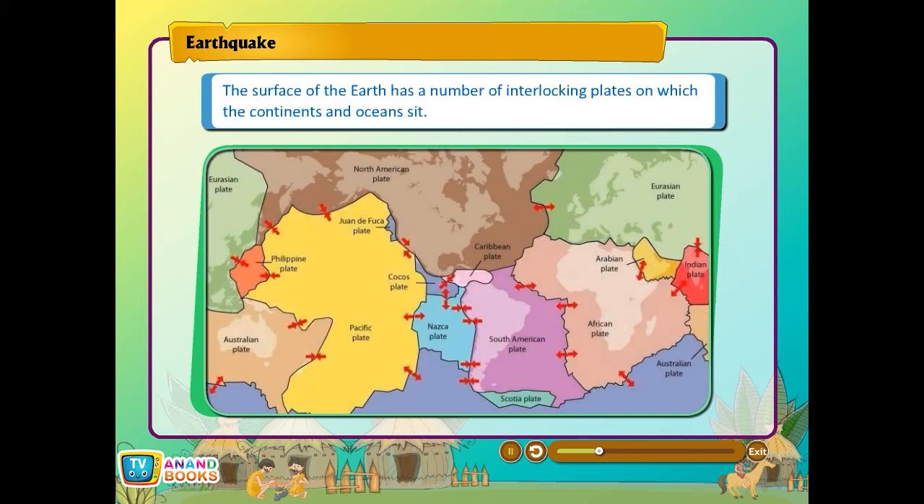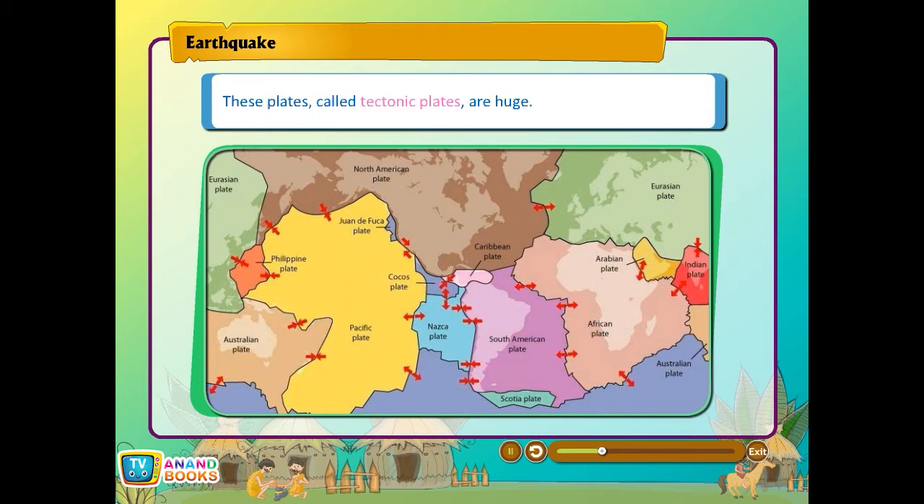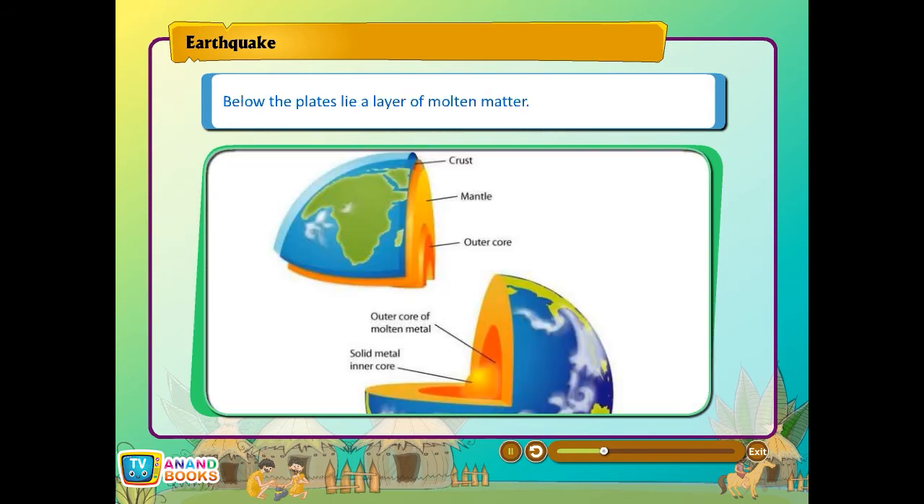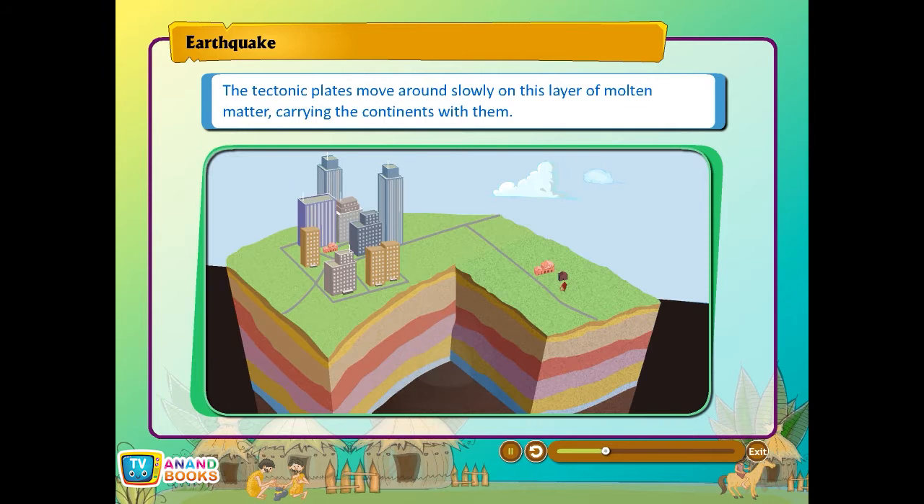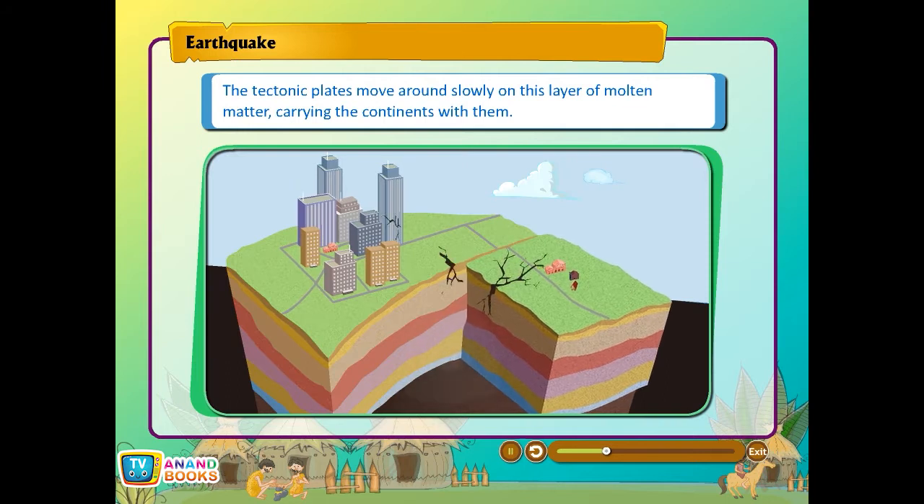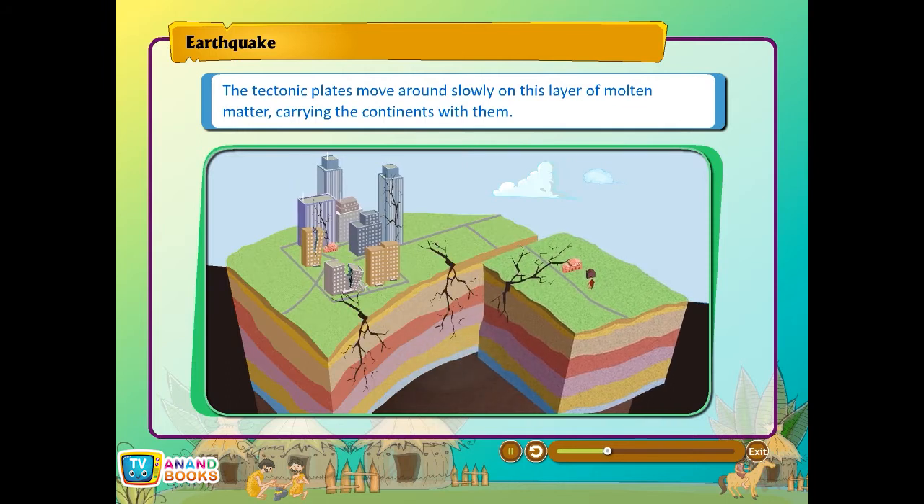The surface of the Earth has a number of interlocking plates on which the continents and oceans sit. These plates, called tectonic plates, are huge. Below the plates lies a layer of molten matter. The tectonic plates move around slowly on this layer of molten matter, carrying the continents with them.